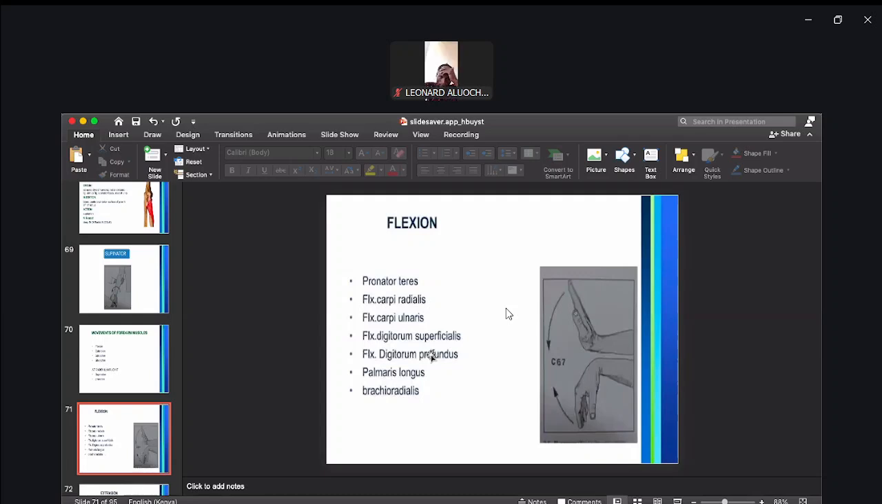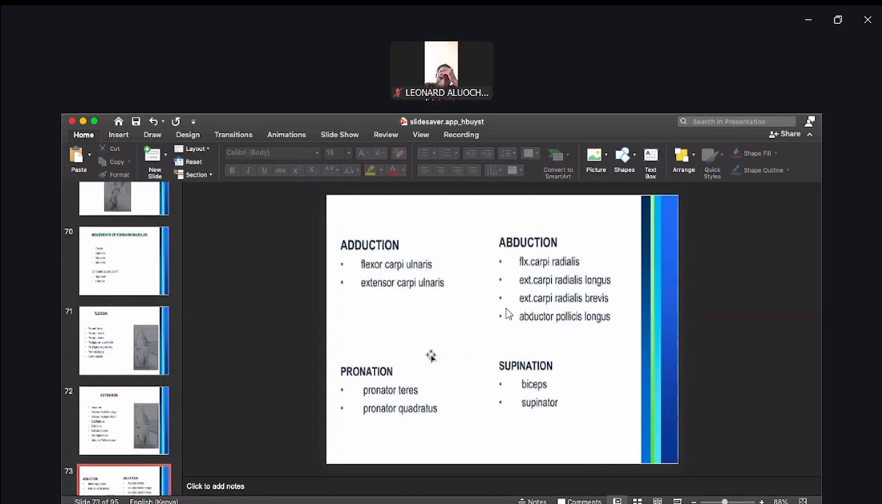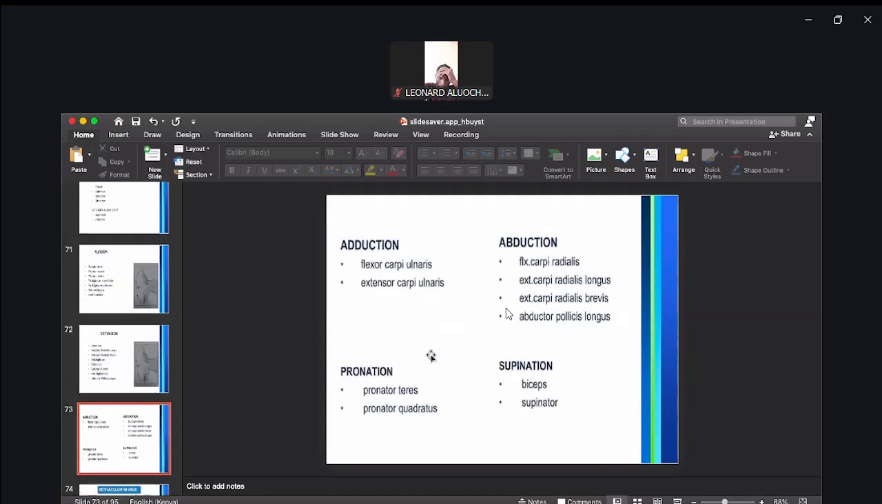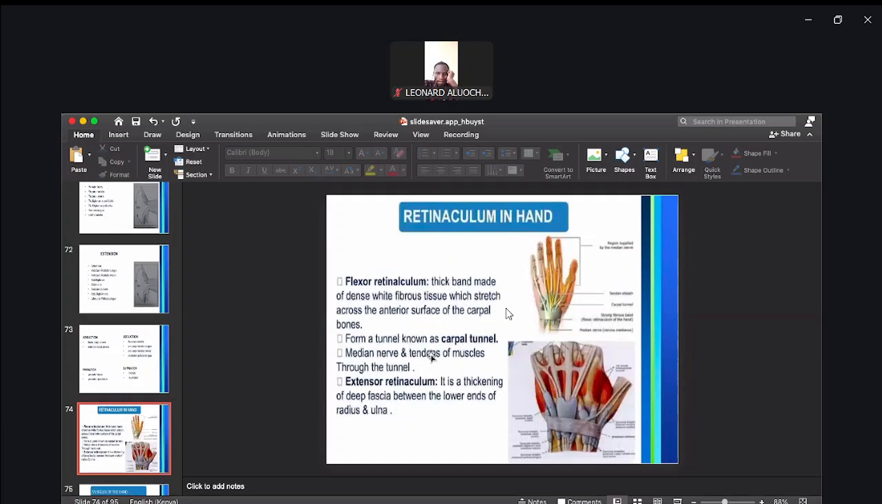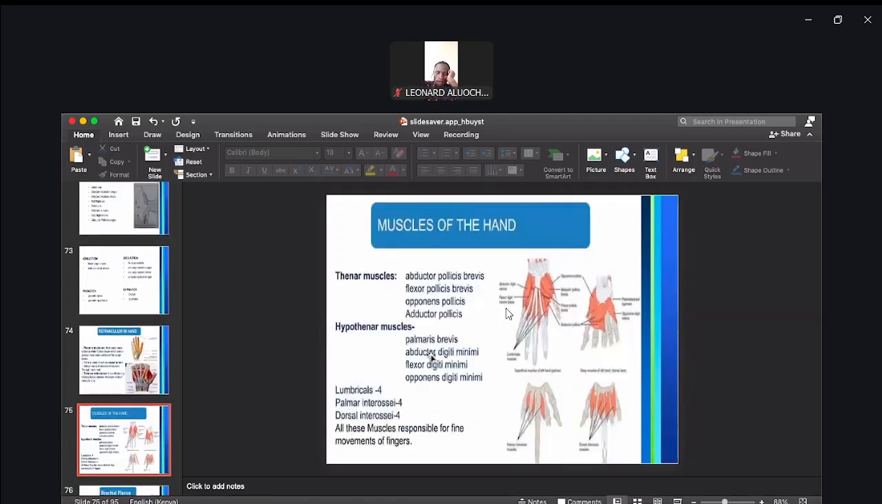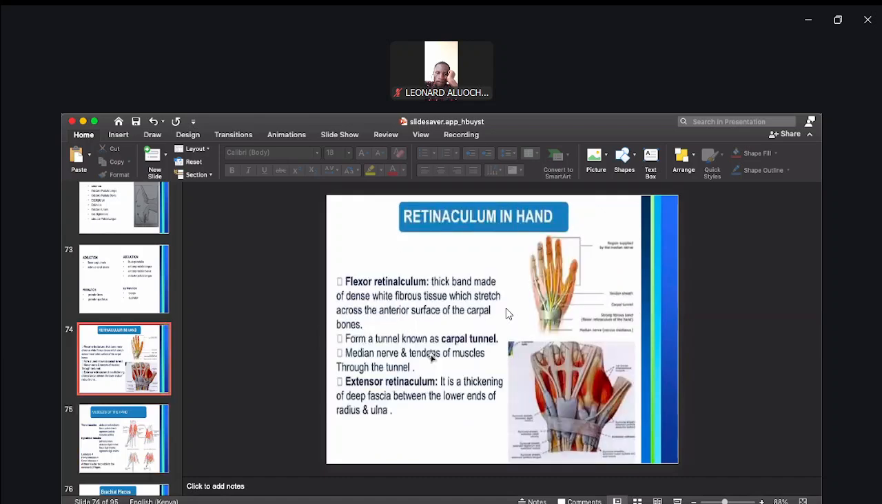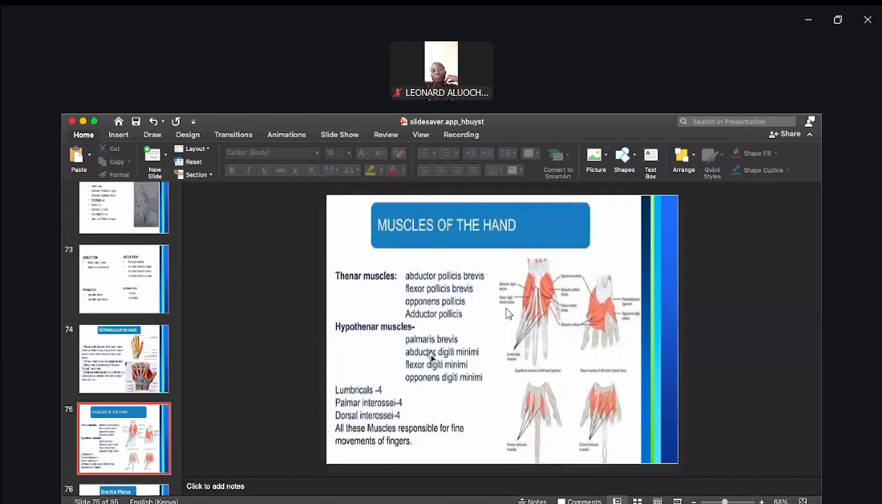You can see flexion and extension, abduction, and pronation. So you can appreciate the muscles causing each of the above movements. Then there is the retinaculum, just like in the foot, and how it comes to form the carpal tunnel. Muscles of the hand, we will not belabor that, but just know the hand has muscles: the thenar muscles and the hypothenar muscles.